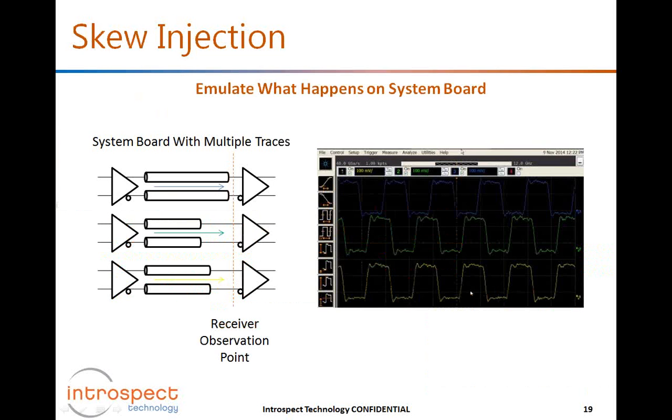And then the final parameter required for receiver testing is skew injection. And skew injection is necessary again because of PCB traces.